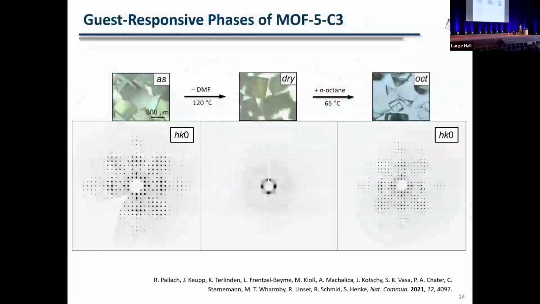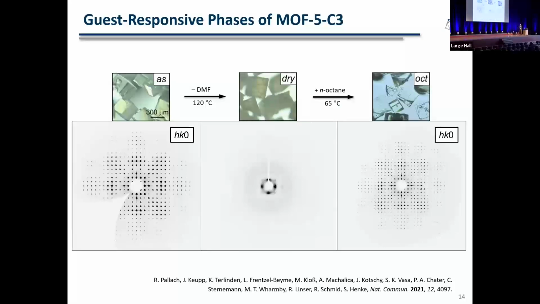So that's quite fascinating. You can follow this on a single crystal level. These are reconstructed reciprocal space maps, a slice through the reciprocal space for the synthesized DMF-containing material, and for the dry material, really cracked crystals. Due to the strain, you see diffuse scattering, but there's texture in the diffuse scattering. So this is not amorphous in the sense of a glass. You still see the fourfold symmetry.